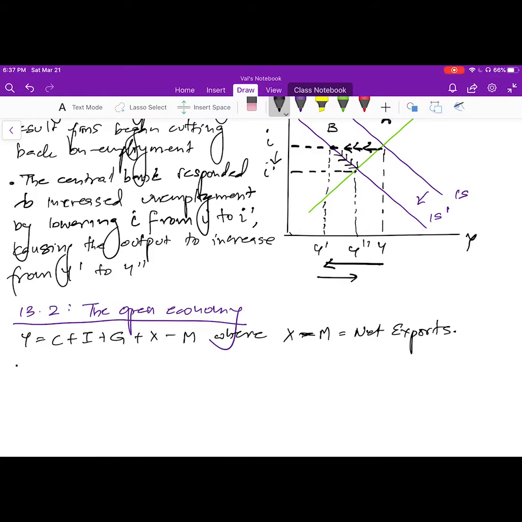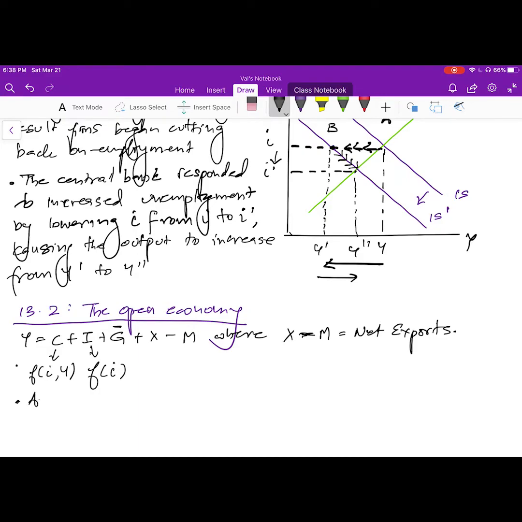Okay. So once again, we already addressed consumption, investment, and government spending, and we said C is a function of interest rate and output. That still holds true. Investment, we said, is a function of interest rate. We said G was exogenous. How about X and M? Let's think of what happens with X and M.